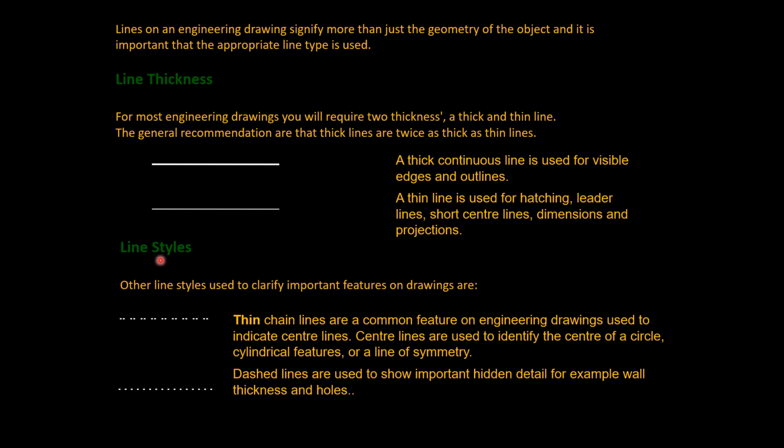There are also other line styles used to clarify important features. These are the thin chain lines, which are a common feature in engineering drawings used to indicate the center line. Center lines are used to identify the center of a circle or a cylindrical feature or a line of symmetry. The other type is a dashed line, which is used to show important hidden detail, for example, wall thickness and holes.